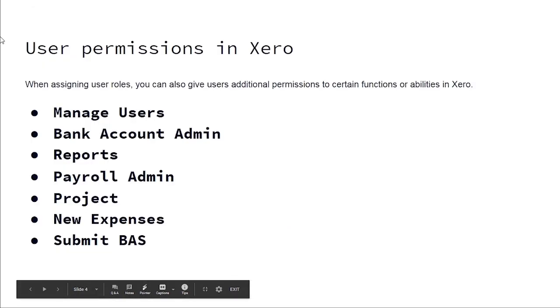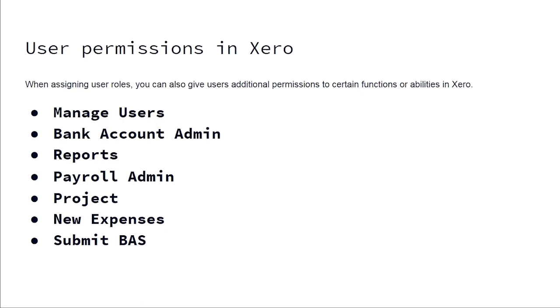Next, with the user roles that I've mentioned, you could also add additional permission access. Like for an advisor or user, you could actually add bank account admin. You could add manage users. What else? You also have payroll admin and projects. So just these two additional permissions for the advisor role, manage users and the bank account admin.